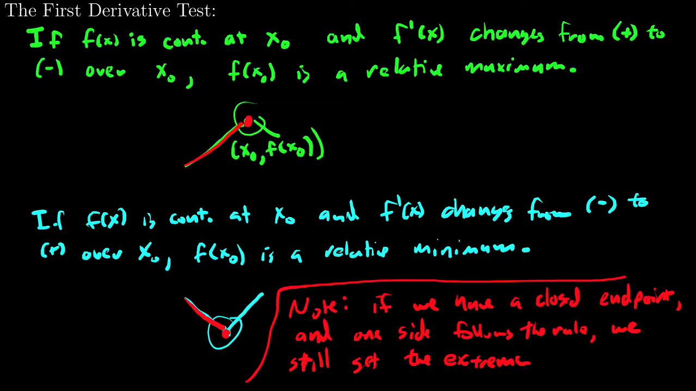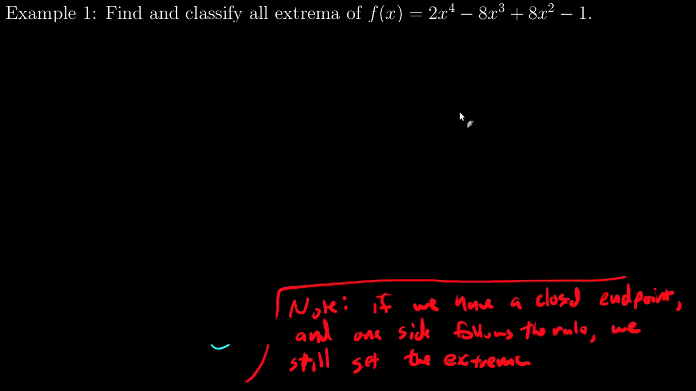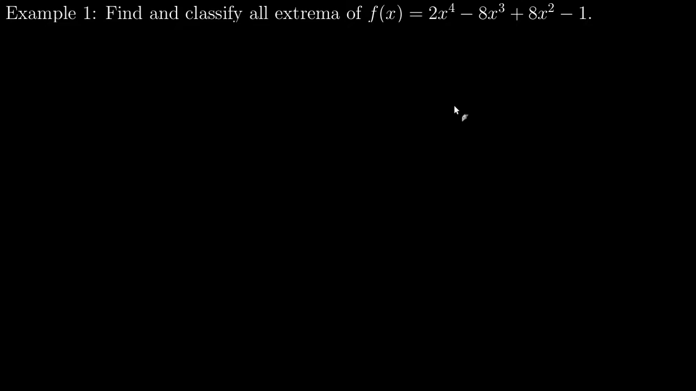Okay, let's see two examples. First example is a polynomial defined everywhere. And I want to find all extrema. And the process for this is to generally take the first derivative. So that's going to be 8x cubed minus 24x squared plus 16x. Set the first derivative equal to 0 because I want to find the critical points. I don't need to check to see where the first derivative is undefined because the derivatives of polynomials are defined everywhere.